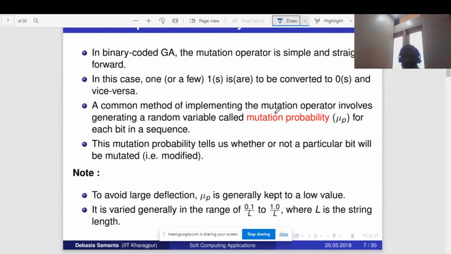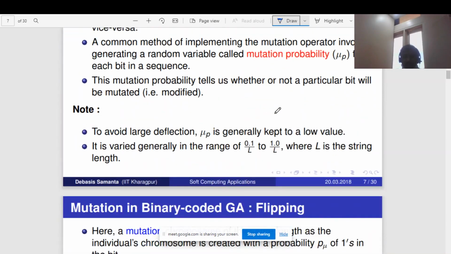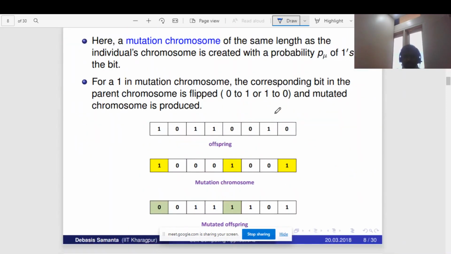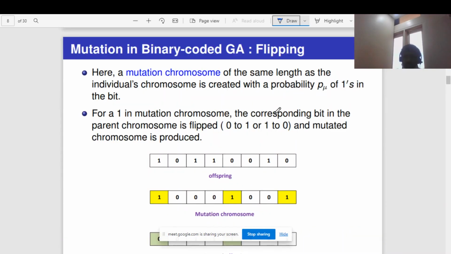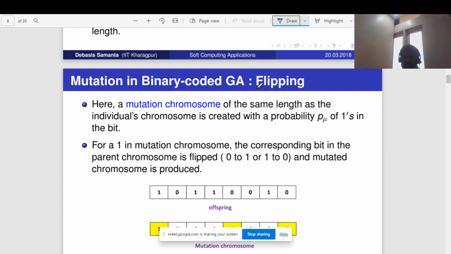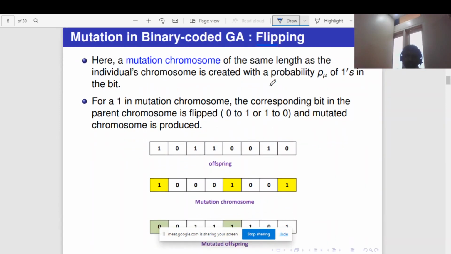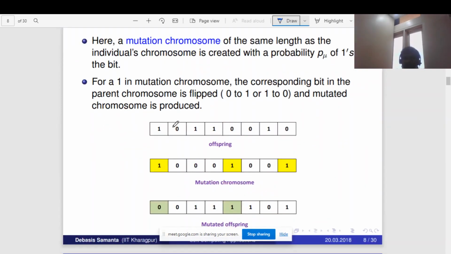Fine, before getting into this theory, let us discuss this example. So this is the example for flipping. It is very straightforward. So we'll be discussing 3 techniques, right? The first technique is flipping. So in flipping, see what happens: this is the offspring, an offspring which is already created. Now this is the mutation chromosome. Based on this mutation chromosome, this offspring should get mutated.